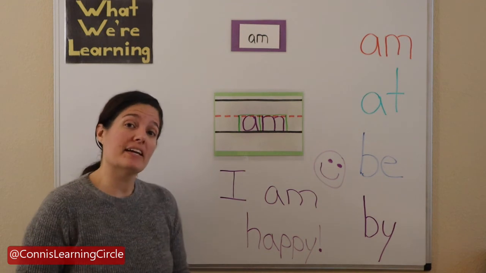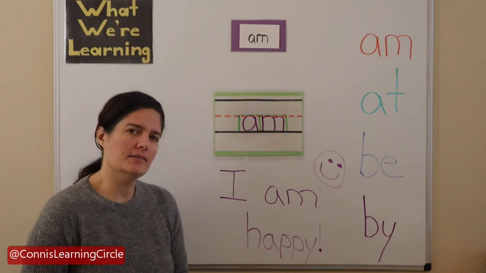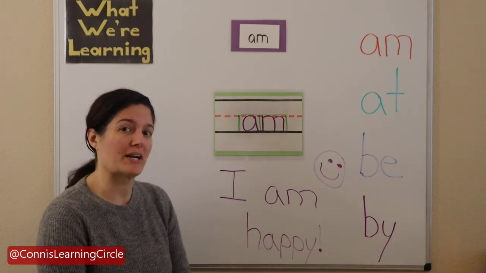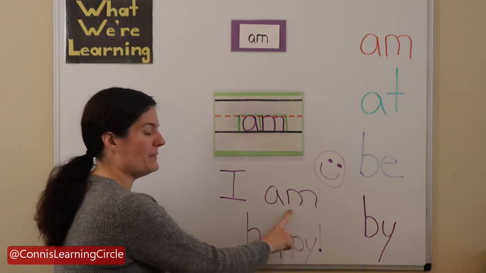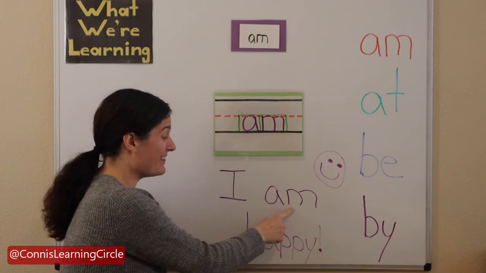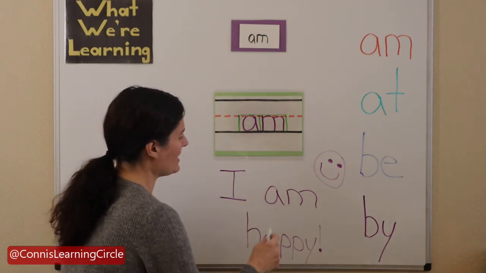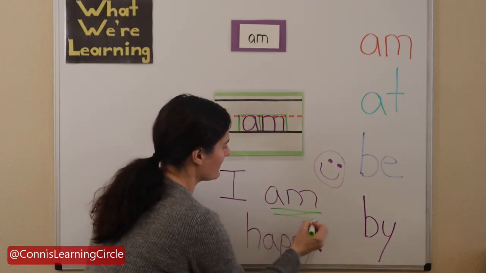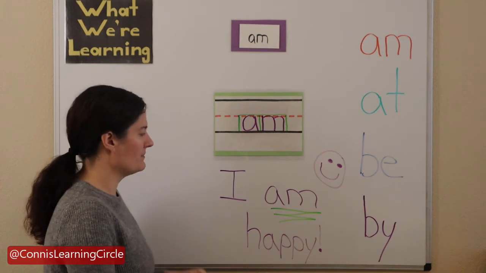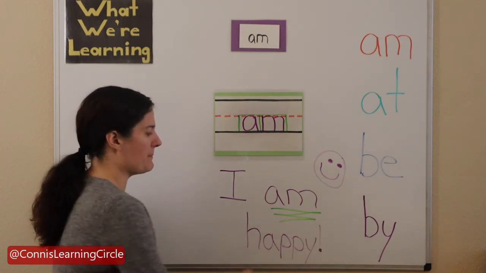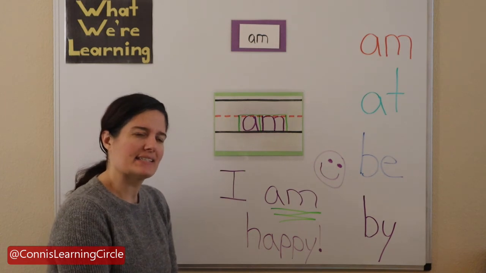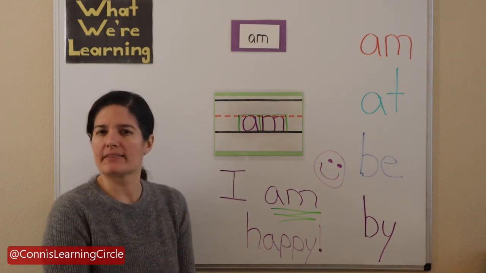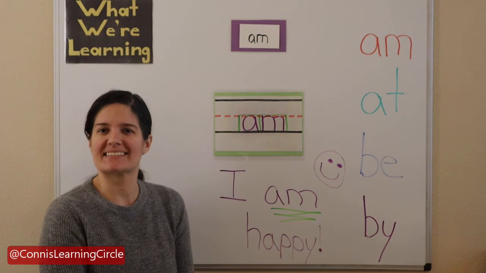So I want to read our sentence again. You stop me when we get to our word am. Here we go. I am. Very good. There is our word am. Check that out. Our word am. I am happy. Now, do you notice anything else about this sentence that might look different than some of our other sentences?